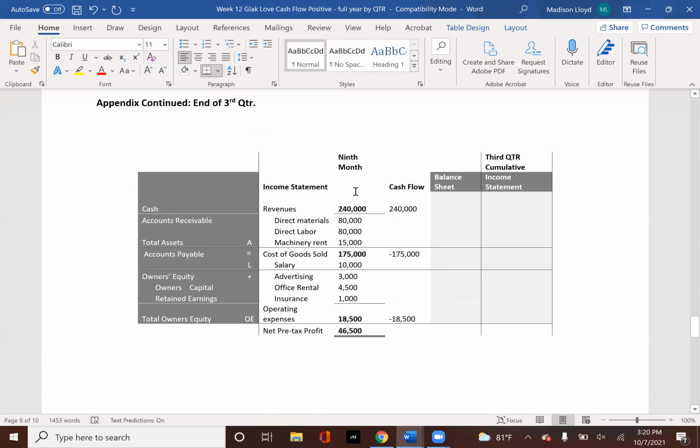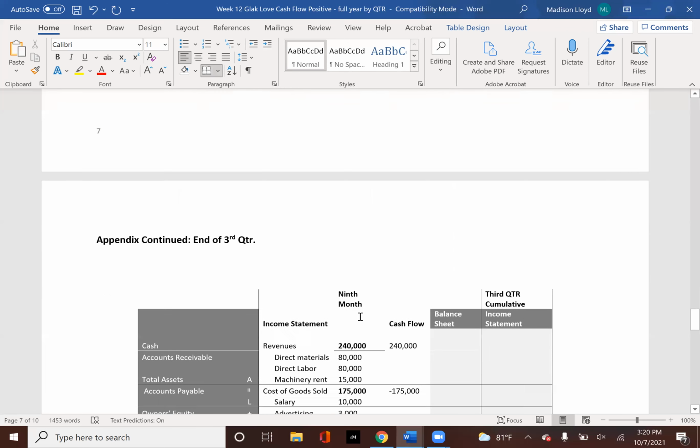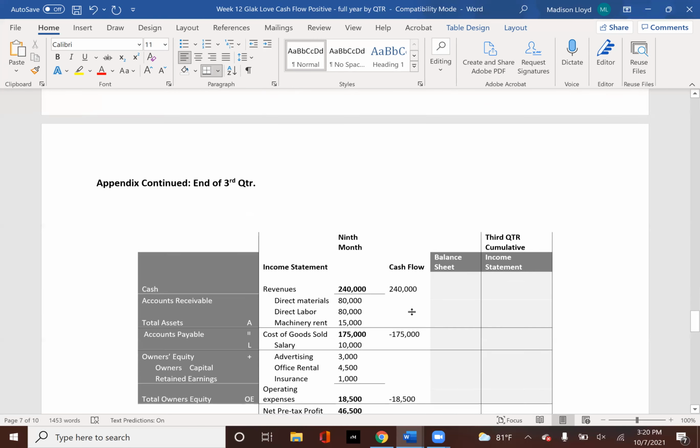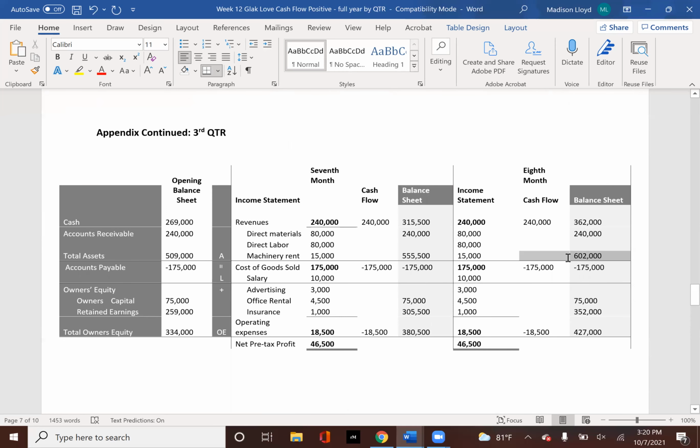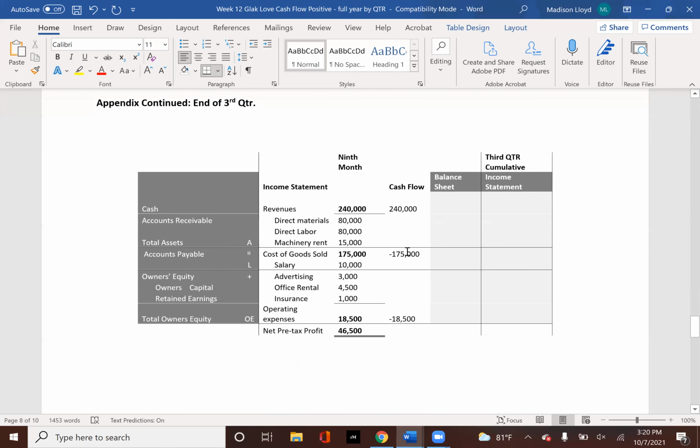We'll scroll on down. Ninth month, all of these are going to be the same. $240,000 from last month. Okay. You record that right here in your first block of your cash flow. Now we're going to use our expense or our bank account from last month, which is your total assets. Okay. You're going to do $602,000 minus last month's cost of goods sold, $602,000 minus $175,000 minus 18,500 because we've got to pay off our operating expenses. You come out to $408,500.